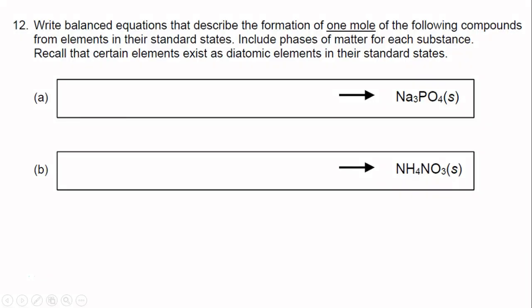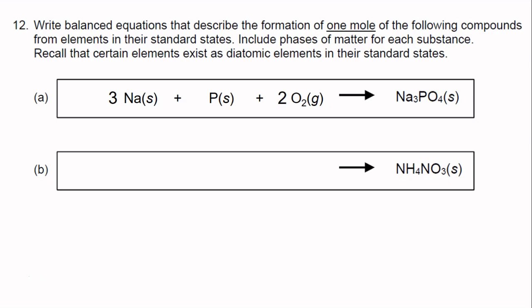All right, number 12, we are writing balanced equations, and we are forming exactly 1 mole of a certain compound from elements in their standard states. So for Na3PO4, the elements are sodium, phosphorus, and oxygen. Remember that oxygen is diatomic, sodium and phosphorus are solids at room temperature, oxygen's a gas. We'll balance it by putting a 3 in front of the Na and a 2 in front of the O2.